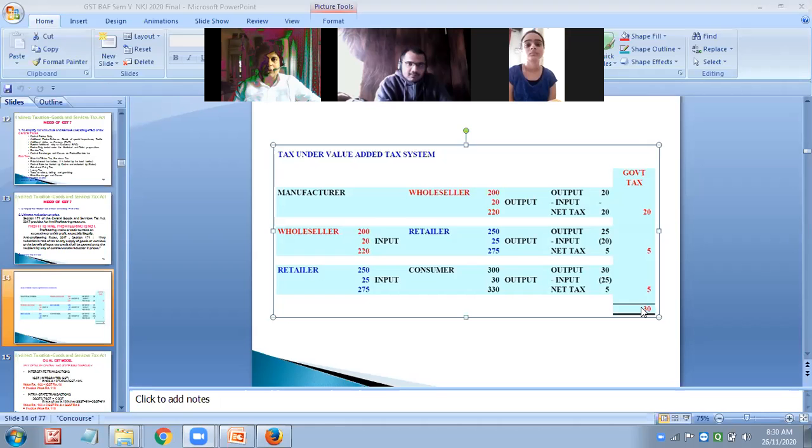So this is how the subsequent vendor can avail the tax paid by the earlier vendor when there is an output tax liability of GST. Understood, everyone, the basic concept of ITC? Let us try to understand with an example.